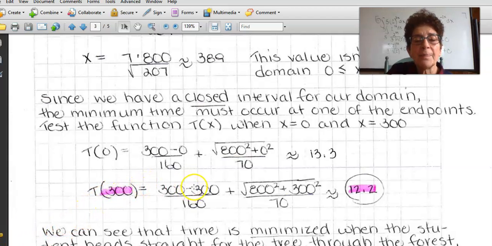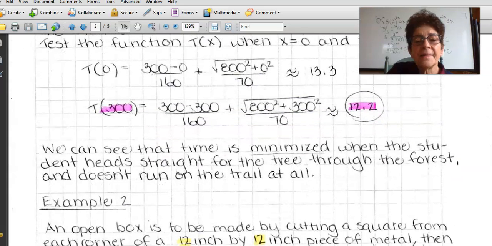And you can see when we plug in 300 for x here, we get a time of 12.2 minutes. That means that his time is minimized when the student heads straight for the tree through the forest and doesn't run on the trail at all. Okay, so this example is showing you how to do an applied optimization problem when you've got a closed interval and the critical number that you got out of the calculus is not actually in your practical domain. So now you have to check both endpoints of your interval.